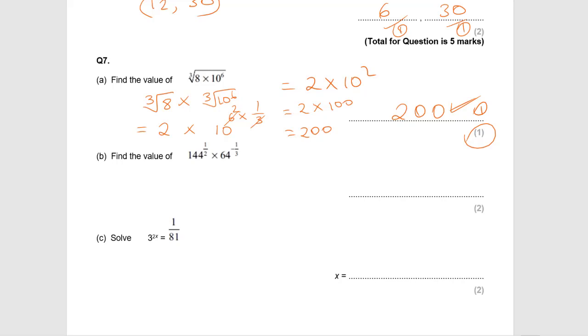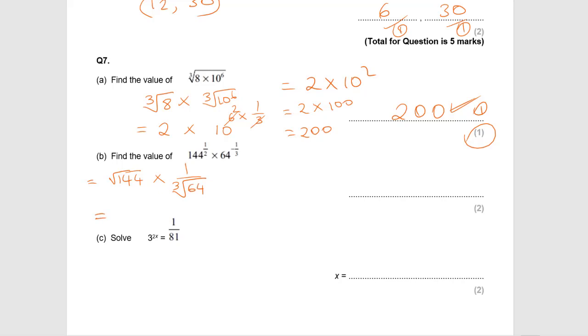Next one, find the value of 144 to the power of half times 64 to the power minus a third. Now we know anything to the power of half can be written as a square root, so the square root of 144, times by, and because of the negative power here, we can write it as 1 over, and the power of a third, like we've seen in the previous question, can be written as the cube root of that number.